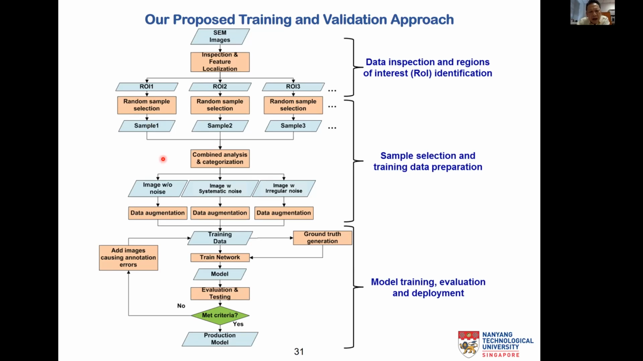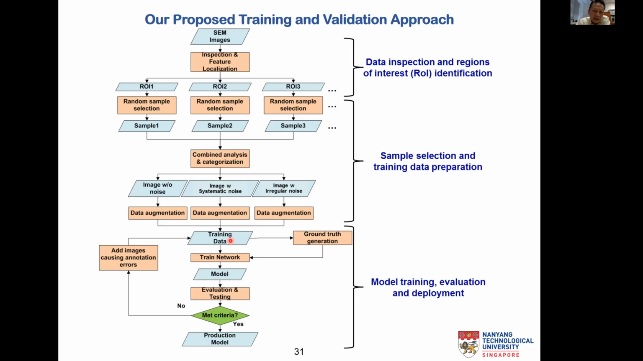Then we do a combined analysis and characterization. For this part, we need to characterize whether it is an image with noise, image with systematic noise, or image with irregular noise. So you train it in order to pick up all these noises. Here we also do data augmentation. Data augmentation means that you have one piece of image. If you flip it, you have two images or two data. Then if you rotate it, you become 8. So from one data, you can generate 8 data. This creates a lot of synthetic data using these steps.